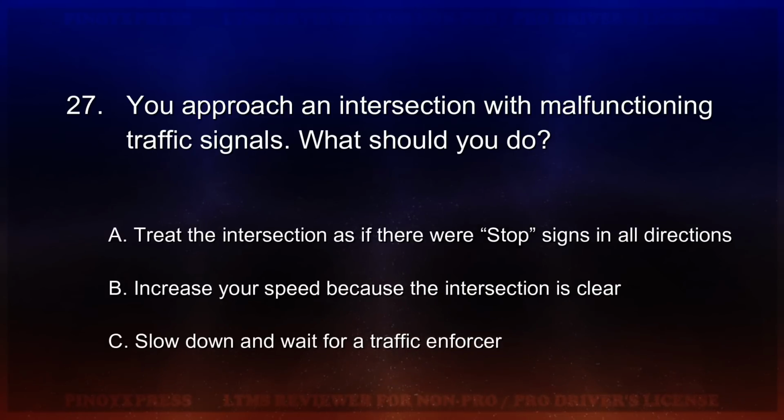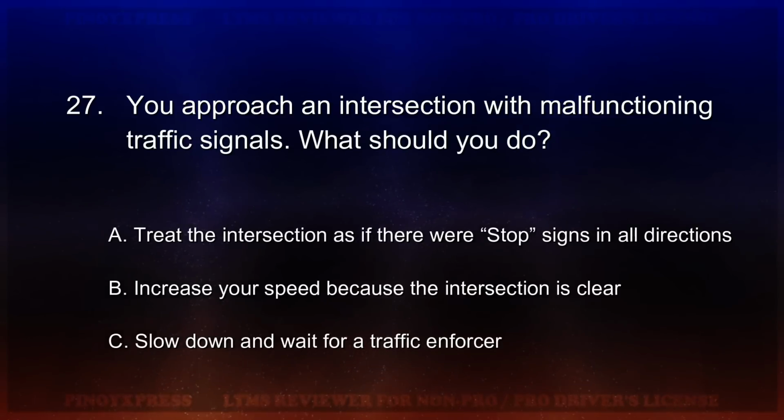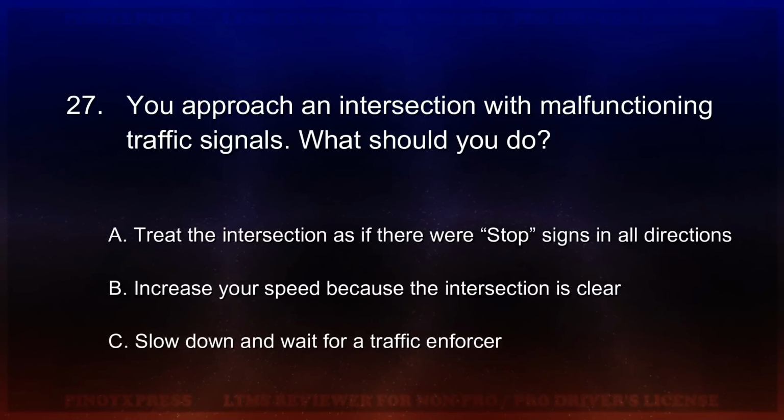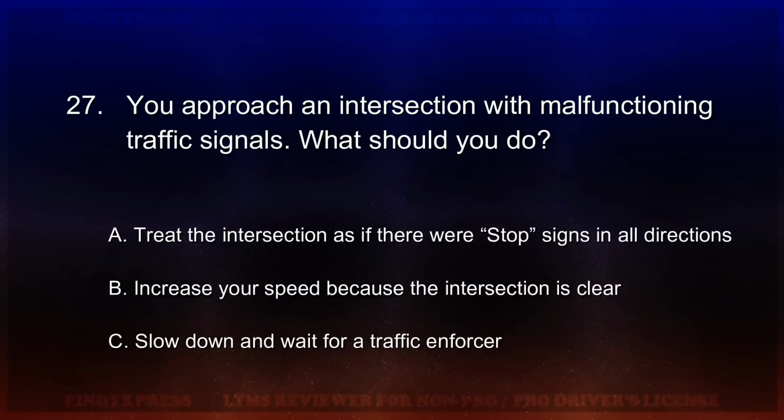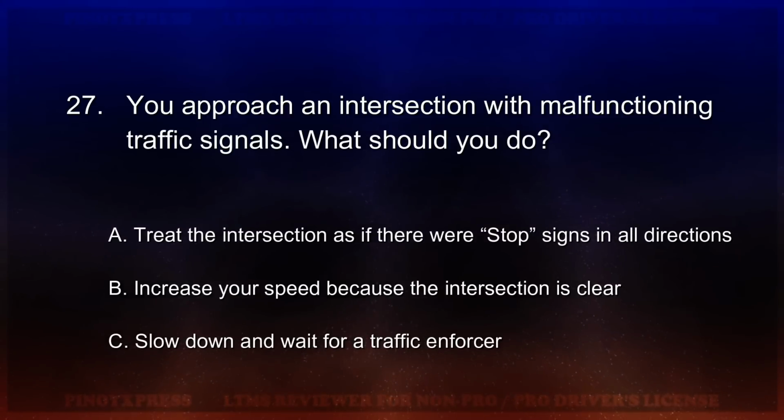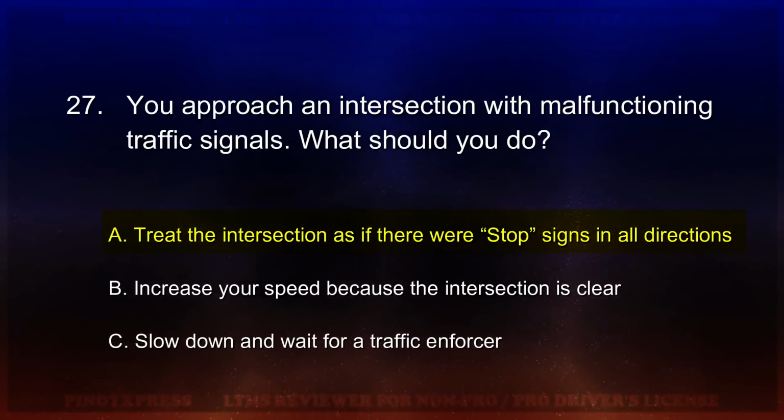You approach an intersection with malfunctioning traffic signals. What should you do? A. Treat the intersection as if there were stop signs in all directions. B. Increase your speed because the intersection is clear. C. Slow down and wait for a traffic enforcer. The correct answer is letter A.